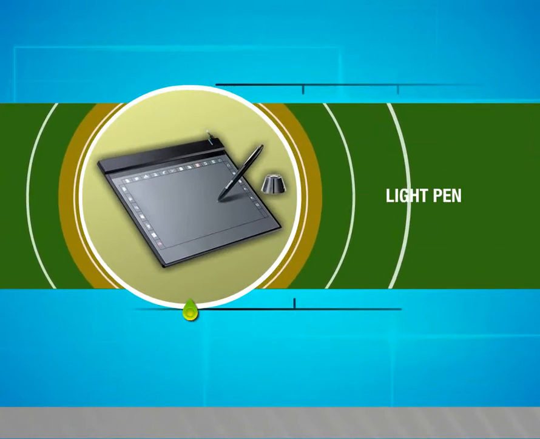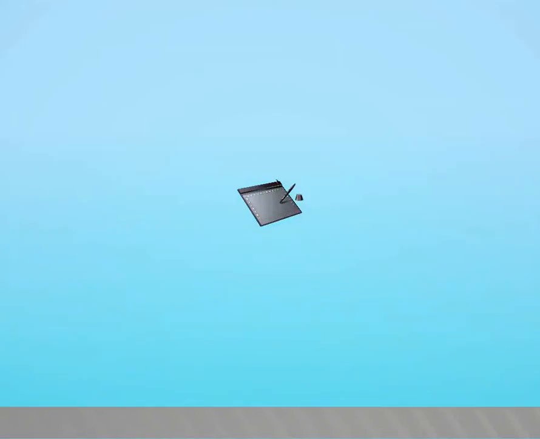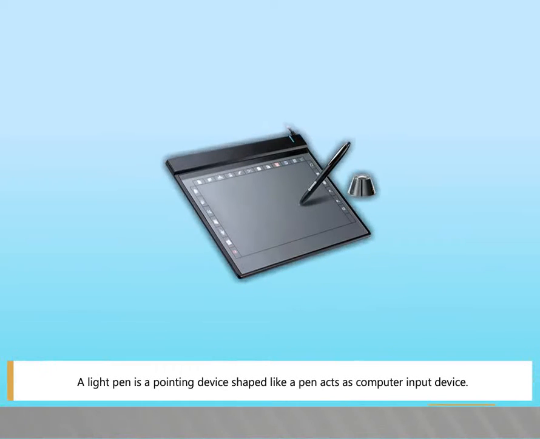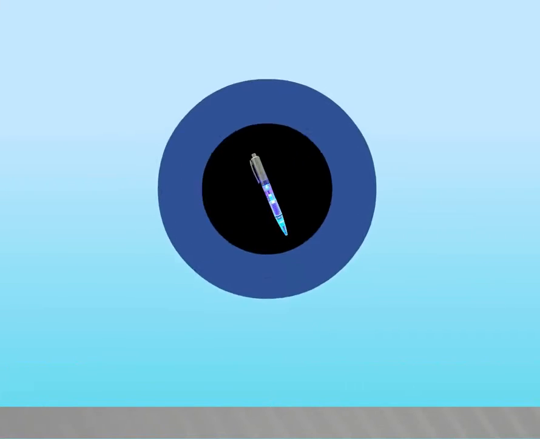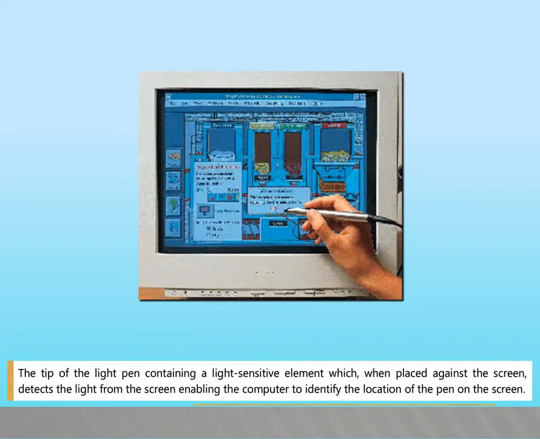Light pen. In this video, we are going to see about light pen. A light pen is a pointing device shaped like a pen, which acts as a computer input device. The tip of the light pen contains a light-sensitive element which, when placed against the screen, detects the light from the screen, enabling the computer to identify the location of the pen on the screen.